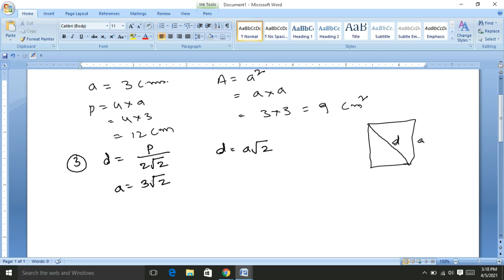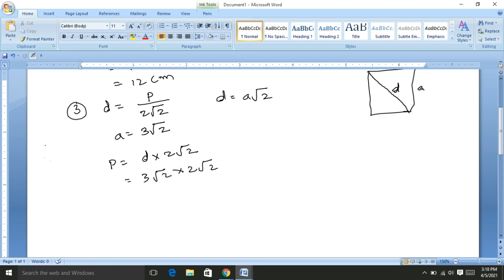And the perimeter, how we are going to be calculating the perimeter when diagonal is given? Actually, from the above formula, p equal to d into 2 root 2. Now we are going to be substituting the d value here. 3 root 2 into 2 root 2. Actually, root 2 into root 2 equal to 2.